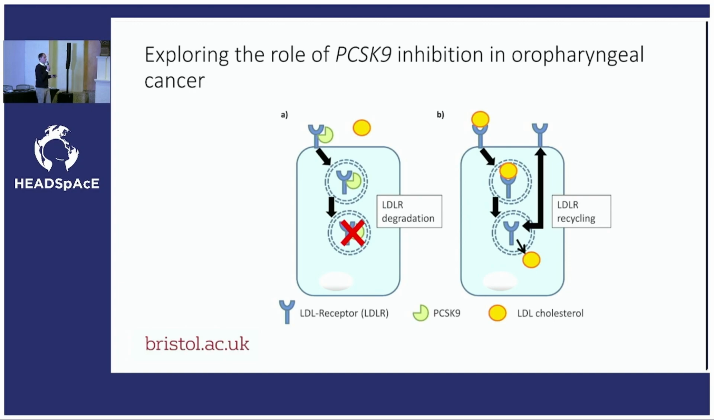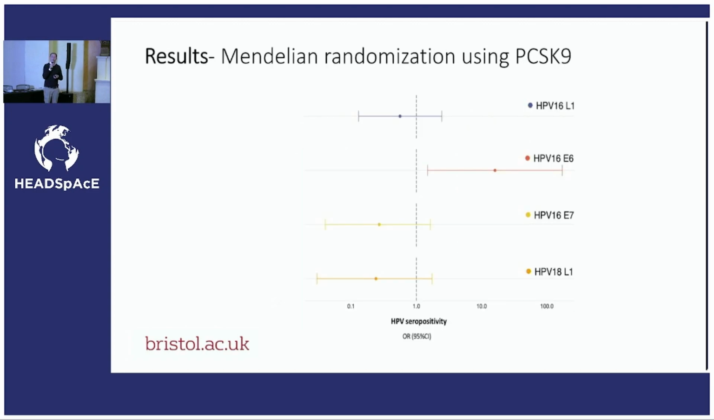So given that their effect was in the oropharynx, we secondly hypothesized it could play a role in HPV entry as well. I used the GWAS that we had from UK Biobank in an almost two-step fashion to first look at the effect of PCSK9 inhibition on HPV markers to see if that determined an increased risk of HPV seropositivity. And there was, albeit with wide confidence intervals, an increased risk of HPV 16 E6, which is more known to be associated with sexual transmission.